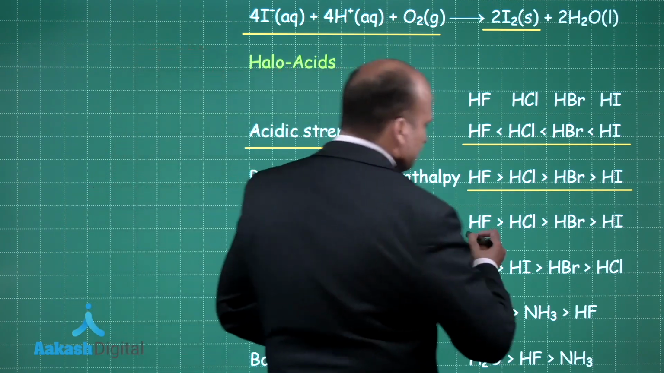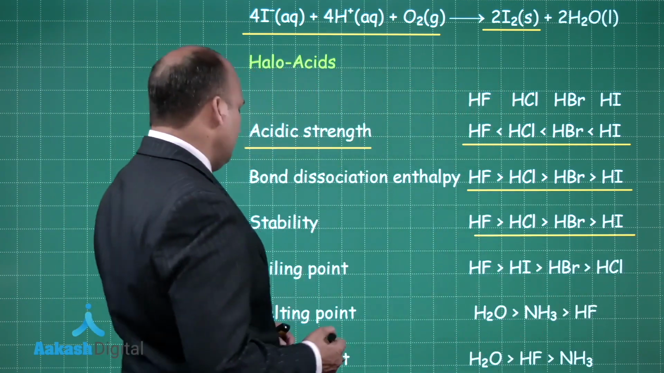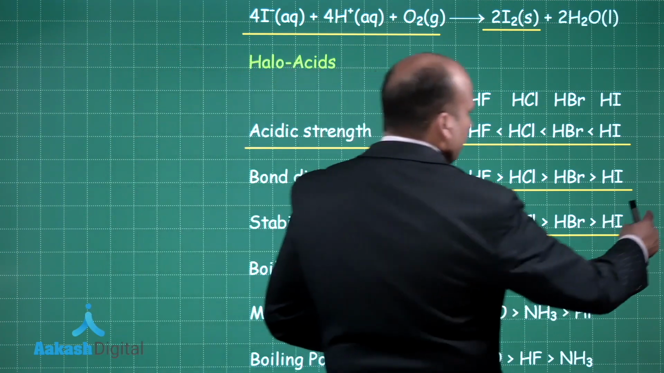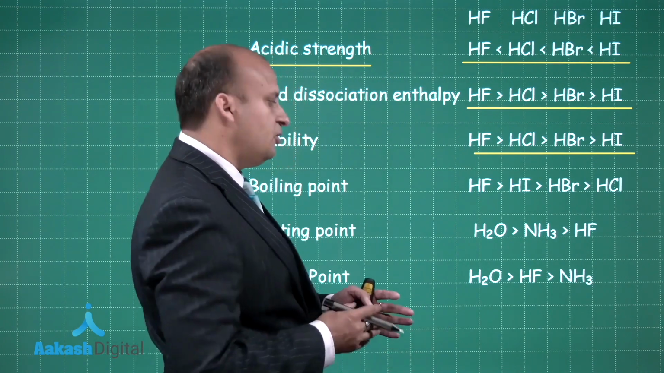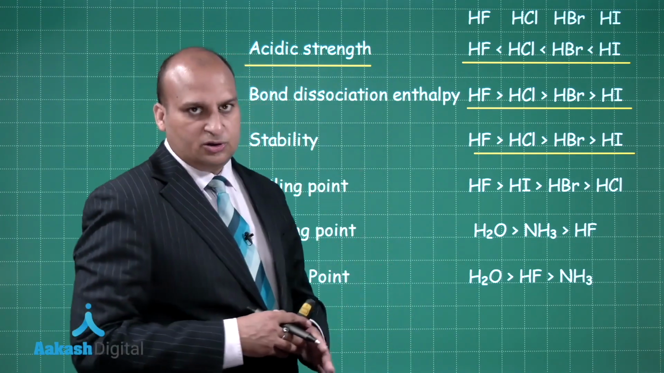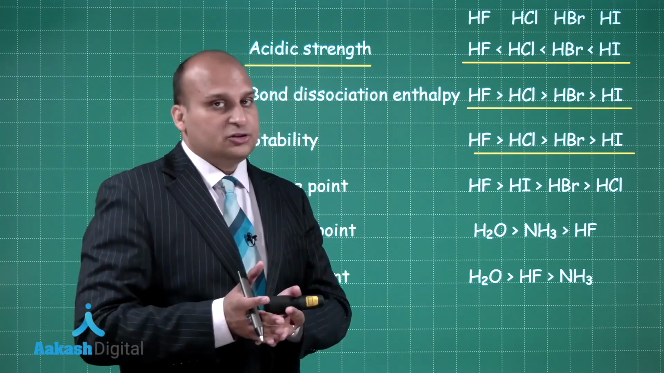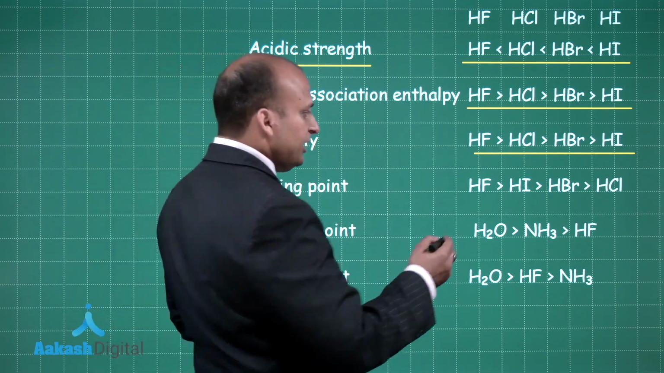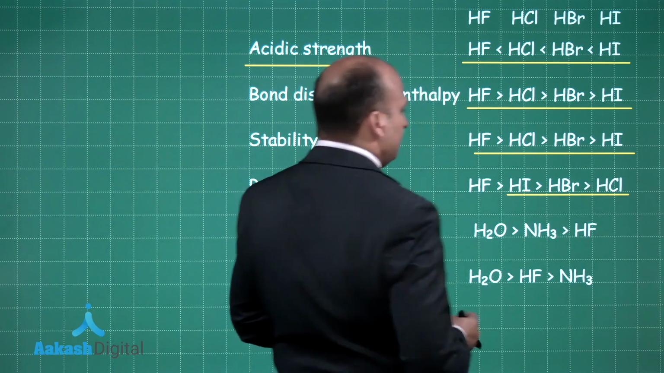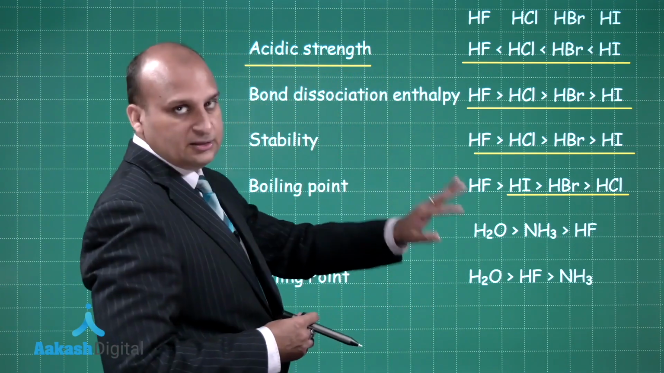Stability, HF is the most stable. Boiling point wise, yes, as you are going down the group, in case of HF, yes, there is hydrogen bond, but otherwise as you are going down the group, the van der Waals forces will come into the picture. So larger the size, more should be the boiling point. So you see HI is having the higher boiling point as compared to HBr and HCl.